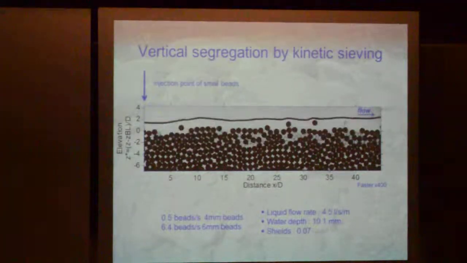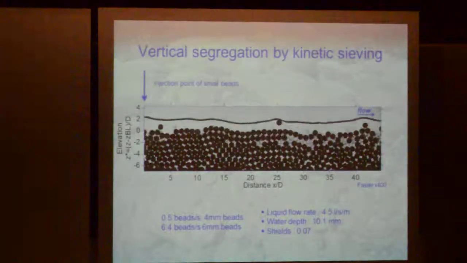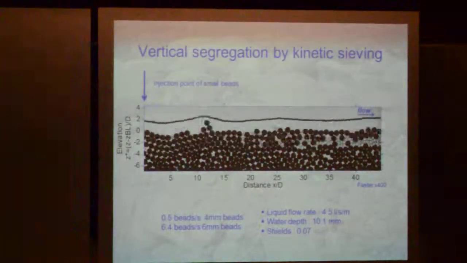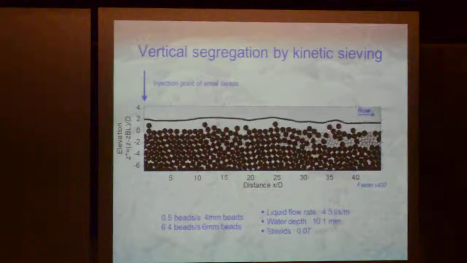And so notice the building of the small transparent layers.